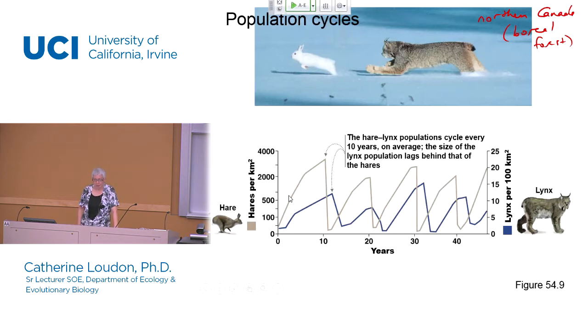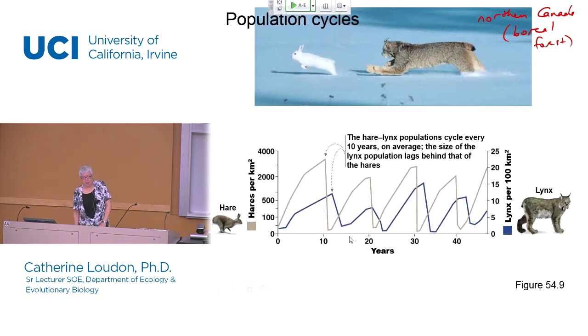So you can see a couple of different things from this graph. One is that both of them cycle on a comparable time scale, namely on the order of about 10 years, meaning that the great increase and then crash occurs again repetitively at about 10-year intervals. That's true for both the hare population and the lynx population. And you should note, by the way, that the scale is completely different for the hares versus the lynx. The top number over here in the lynx is 25 per 100 square kilometers, and over here it's 4,000 per square kilometer. So there's far more hares per unit area than there are lynx.